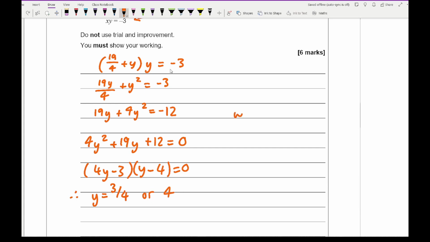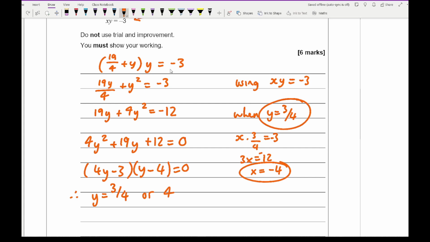So then when y equals 3 over 4, using the nonlinear expression, or I could actually use either, so let's go for xy equals minus 3, what we end up with is x times 3 over 4 equals minus 3. Take the 4 over, so 3x equals minus 12. And so x is going to equal minus 4. So that's one set of values. So x equals minus 4, y equals 3/4.